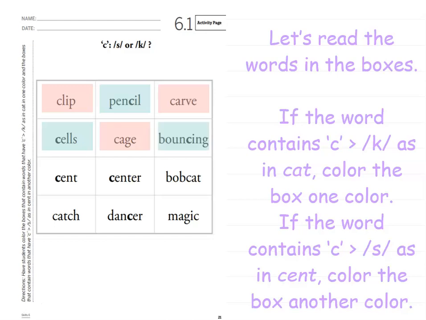Bouncing. Blue. Scent. That's also blue. Center. I hear the S sound. Bobcat. K, k. I hear the K sound. Catch. That's right. Dancer. Amazing. And magic. You betcha.